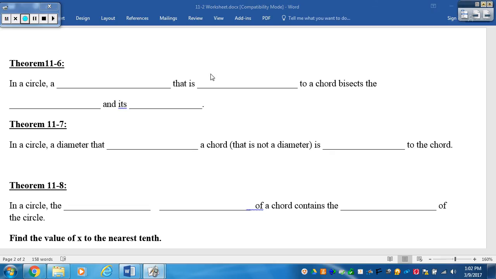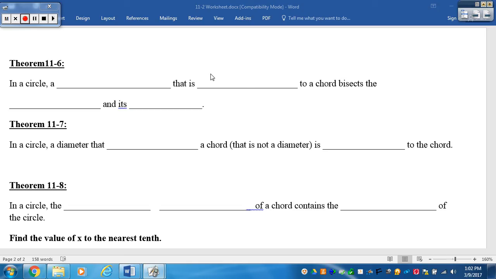We're going to finish up section 11.2 here by talking more about chords and arcs. Now, I just want to go ahead and prove these first three theorems, and then we'll talk about the application of those theorems there down below. And so to get things going here, I want you to actually fill in the whole theorem, theorem 11.6, and then we're going to talk about why it's true.